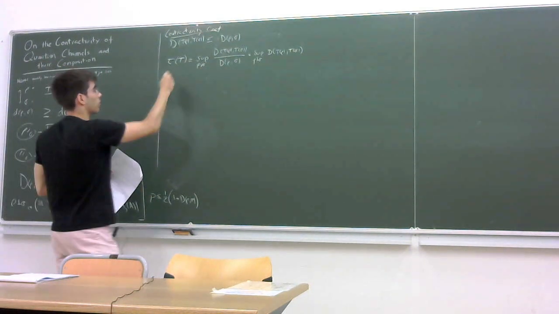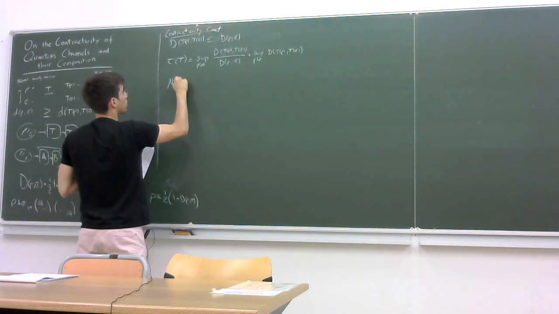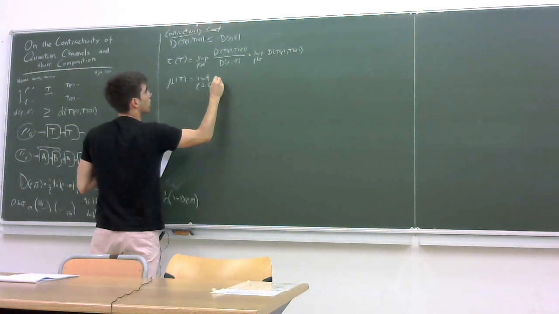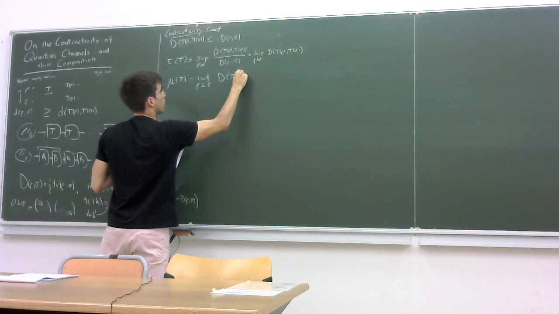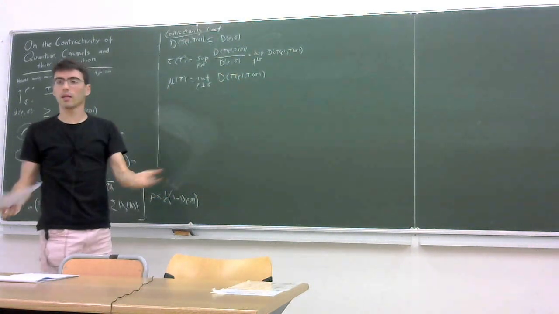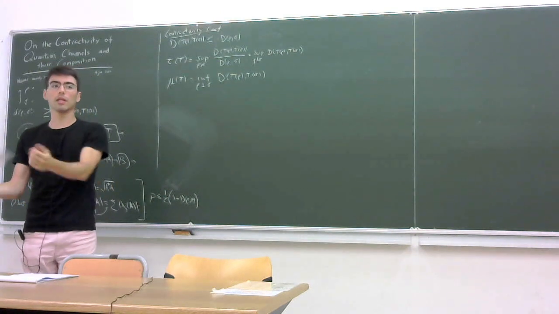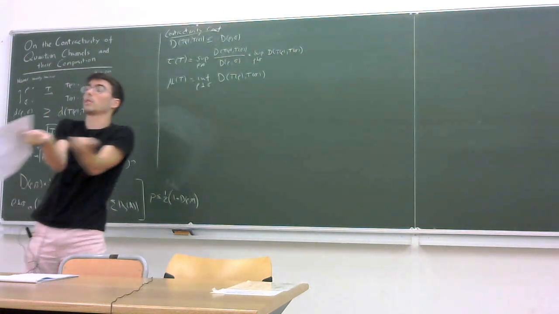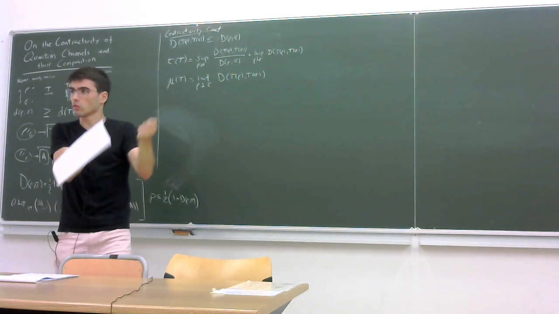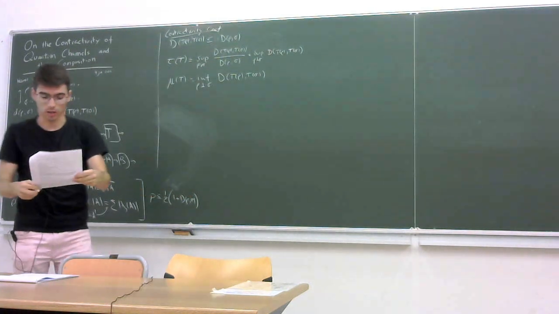We can do the same for the minimum. And this means that even if the channel is very contractive, you still can preserve some distinguishability in the end. So there is a level of distinguishability that you cannot go below.